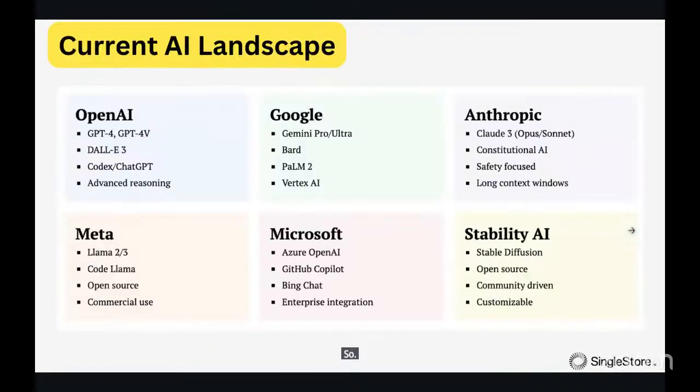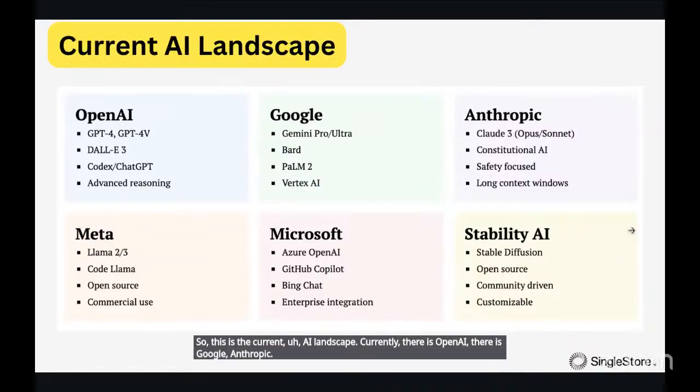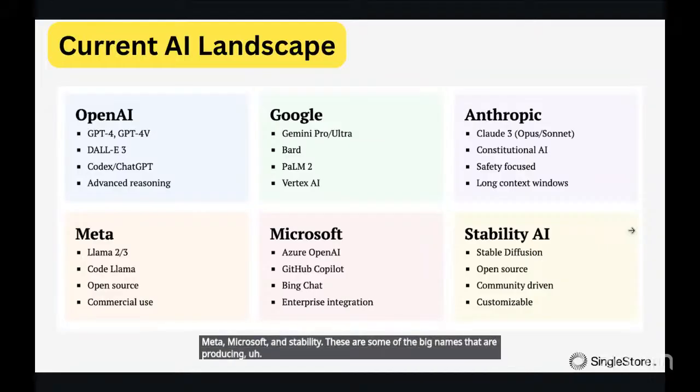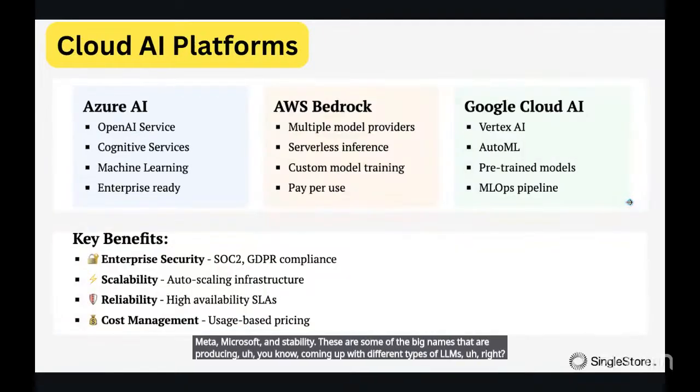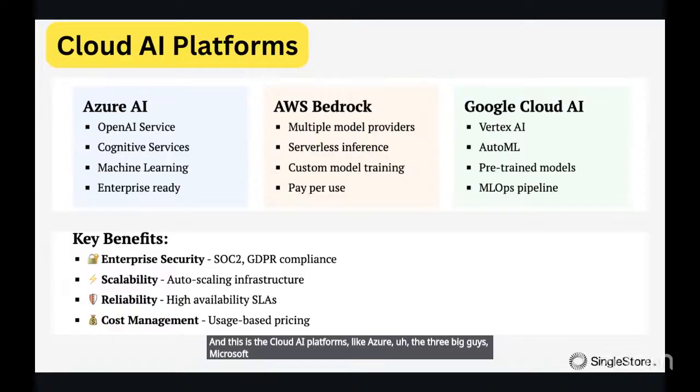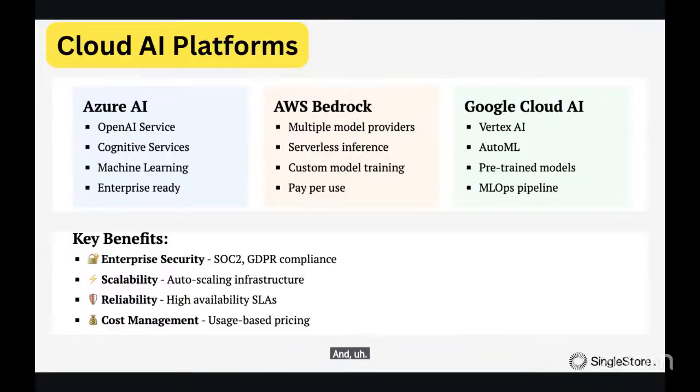So this is the current AI landscape. Currently, there is OpenAI, Google, Anthropic, Meta, Microsoft, and Stability AI. These are some of the big names coming up with different types of LLMs. And these are the cloud AI platforms like Azure, the three big players, Microsoft, AWS, and Google. These are some of the key benefits if you use them: security, scalability, reliability, and cost management.